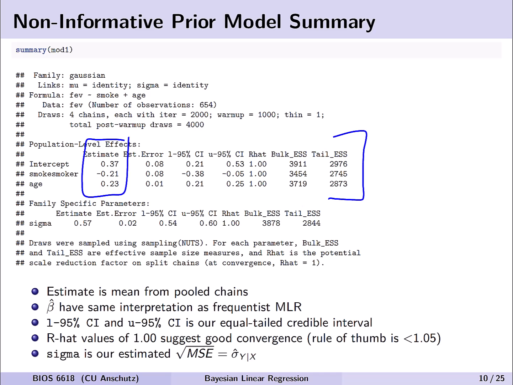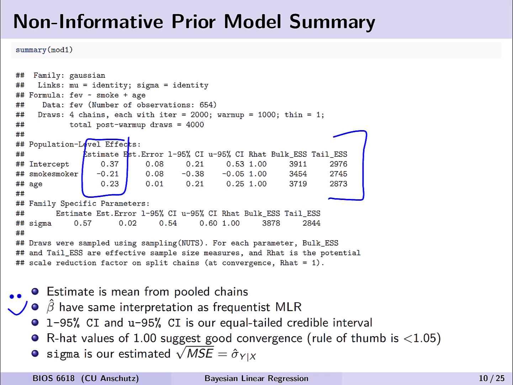Now this can also be summarized by the median or mode or other values, and we'll show how to do that later on as well. But it's important to note the default for brms is the average from the total number of post warm-up draws. One nice thing, though, is that the beta hat coefficients have the exact same interpretation as the frequentist multiple linear regression.